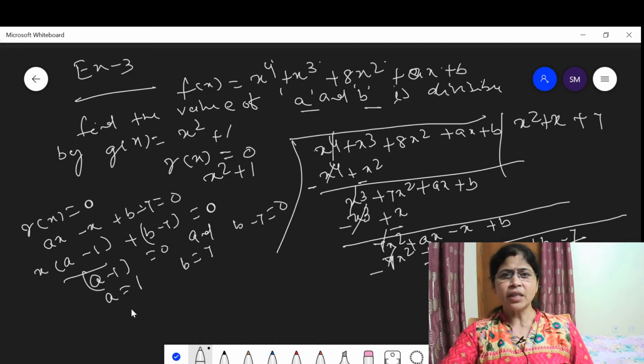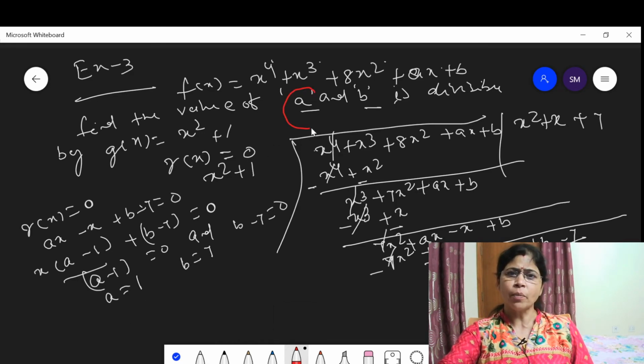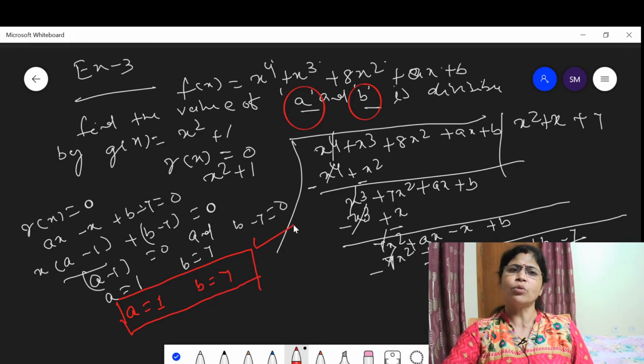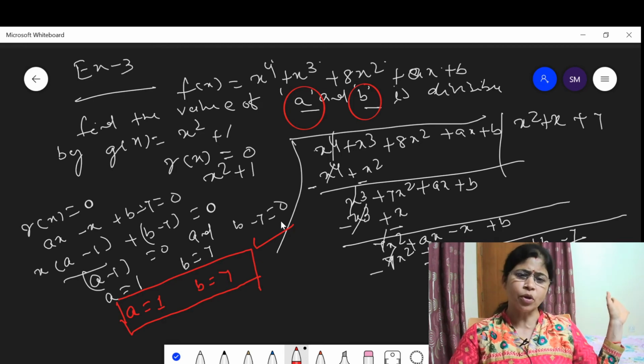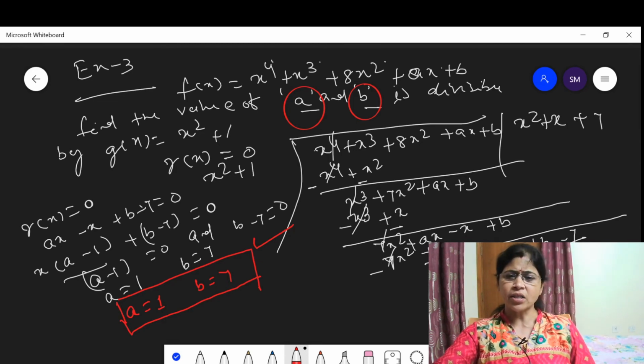And by solving this, we come to the conclusion that here we have to find out the value of a and b. Here we find a is equal to 1 and b is equal to 7. This is the solution of the given question. As I have already told you students, read the questions heartily and try to understand the language of the questions. Okay. Now let us discuss the next example.